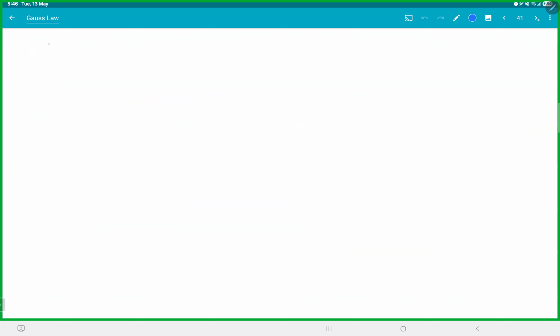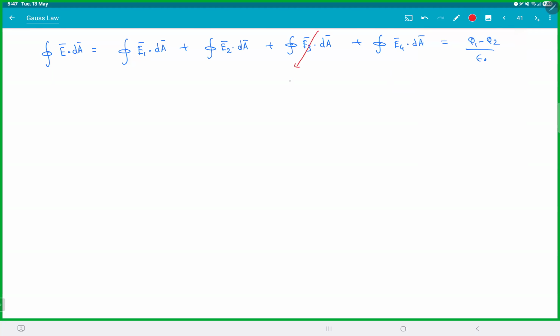So the reason is this. When you calculate the flux, the integral of E bar dot dA, this is E1 dot dA, E2 dot dA, E3 dot dA, and E4 dot dA. So basically, I'm taking the flux due to each charge. This is the charge enclosed, Q1 minus Q2, by epsilon. This term is 0 and this term is 0. Reason: charges outside do not contribute any flux.